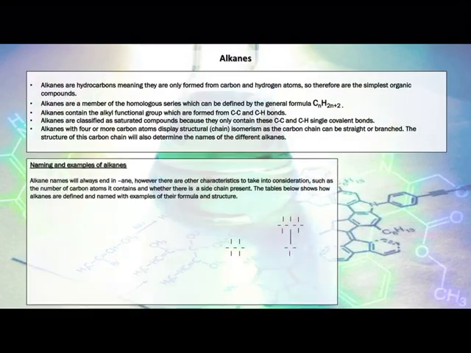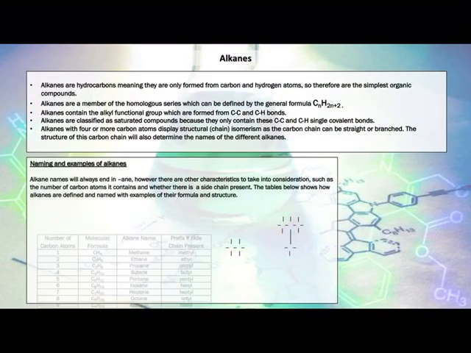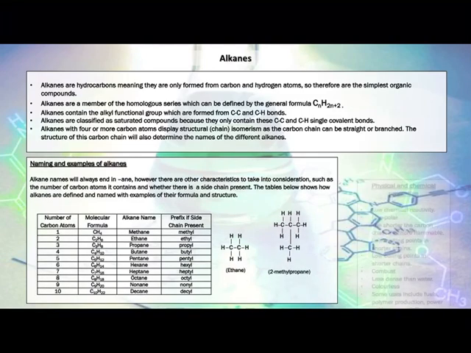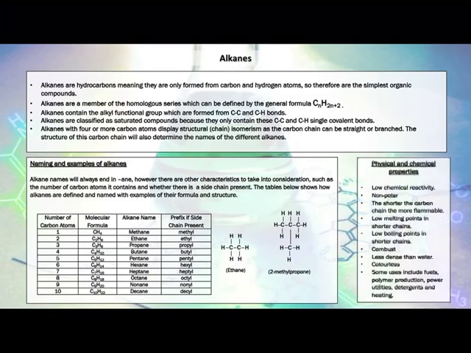Now, alkanes are hydrocarbons. Now, this means they're basically only formed from carbon-hydrogen atoms. They're a member of the homologous series. They contain the alcohol functional group. They're classified as saturated compounds because they only have single covalent bonds between carbons or carbon and hydrogen. And alkanes with four or more carbon atoms display structural chain isomerism. As you can see in the examples below, it can result in either branched or chained molecules.